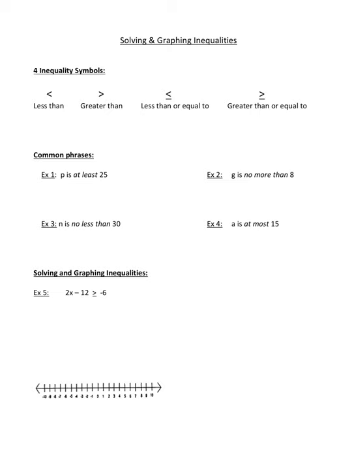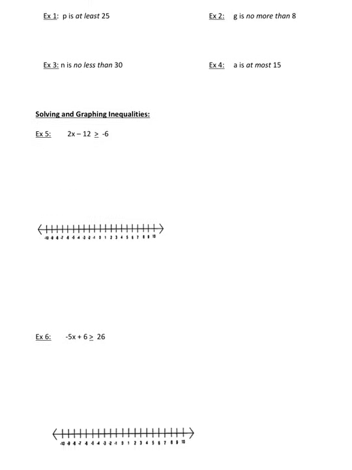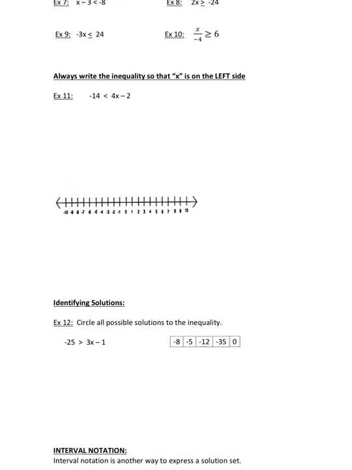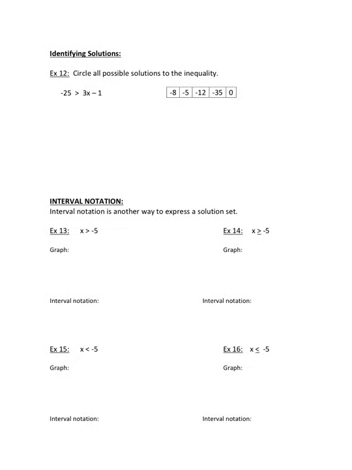Guys, today we're going to finish these notes on solving and graphing inequalities. Yesterday we worked up through example 11, and we're going to look at starting with example 12 today. Identifying solutions. It says circle all possible solutions to the inequality. So what you want to do first, before you can circle which choices work for that inequality, is solve first. So I'm going to solve the inequality.